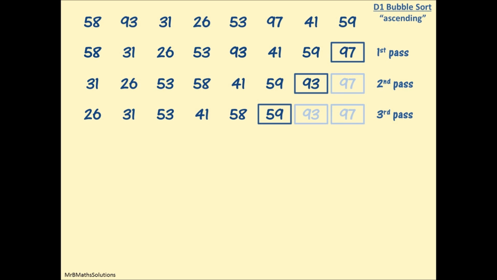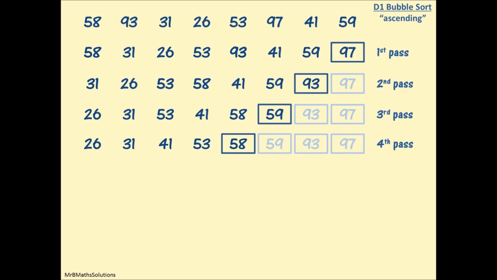So there they are. And now I'm on to my fourth pass. 53 will swap with 41, but will slot in front of 58, and 41 slot in behind it. 58 isn't bigger than 59, clearly, so it will slot in there, and now 58 is in the right place, so that's the end of the fourth pass, and again I can show all the other numbers if I wish to.